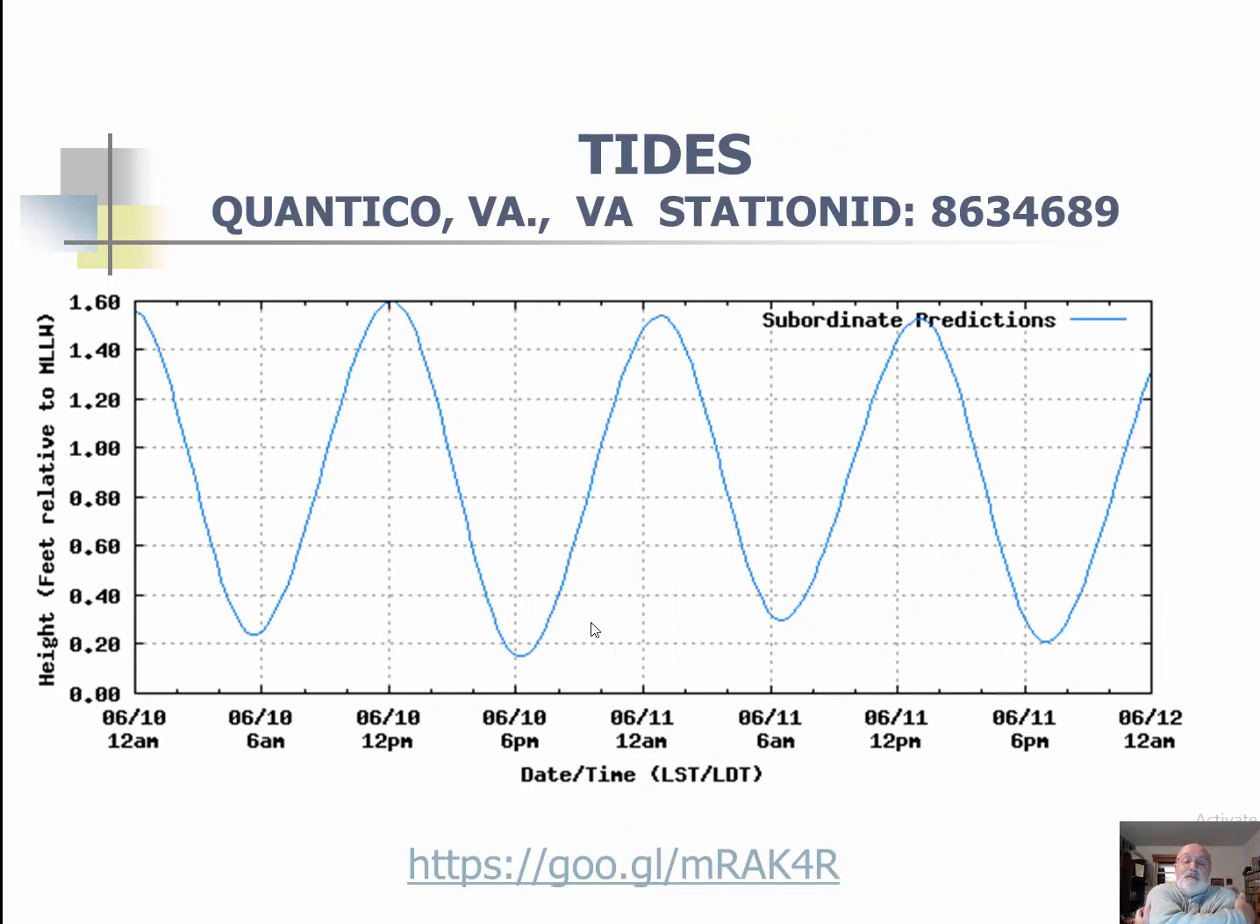So here are tides for Quantico, Virginia. This is Virginia station 863468.9. Not important, but it is Quantico, Virginia, close to us. And you can see we have high tide and we have low tide. It's a big wave, crests and troughs. I picked this date because it's June 10th. And where are some of you going to be on June 10th?